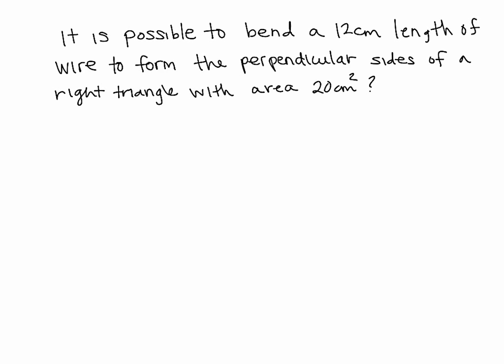Is it possible to bend a 12 centimeter length of wire to form the perpendicular sides of a right triangle with an area of 20 centimeters squared? Here we're given a 12 centimeter length of wire to form the perpendicular sides. So that 12 centimeters is really made up of the base x and then the height 12 minus x. The base and height together is 12 centimeters.